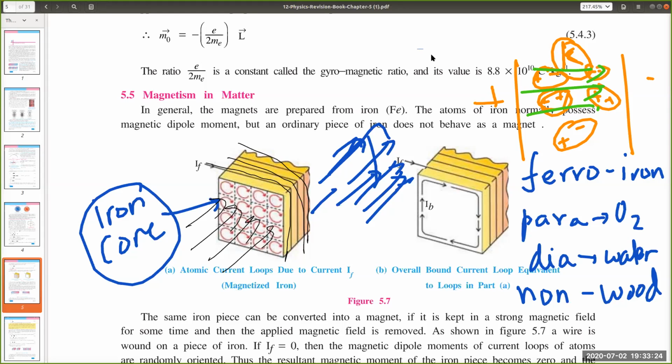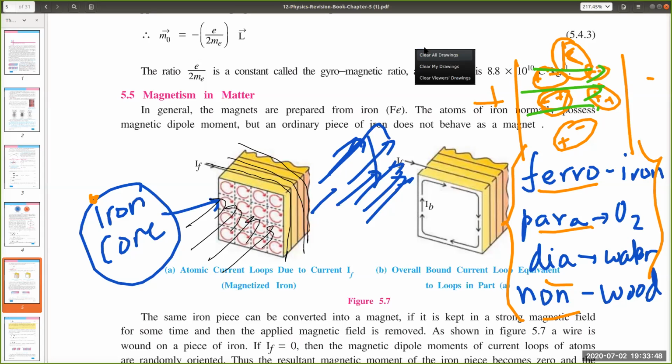Wait, when did we do this in 11th? Wasn't it in atomic structure, chemical bonding? Paired, unpaired, and bonding. Something would have been there. You have to put the electrons in the molecular orbitals, MOT. Okay, so you understood what is the basic nature of ferro, para, dia and non-magnetic materials.